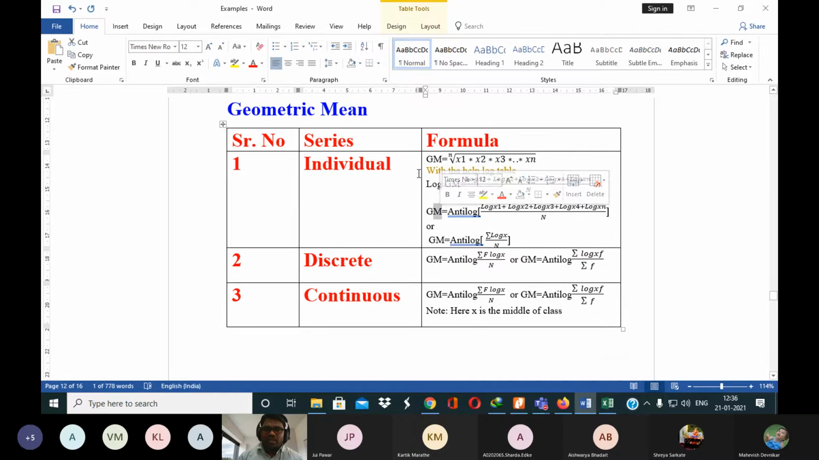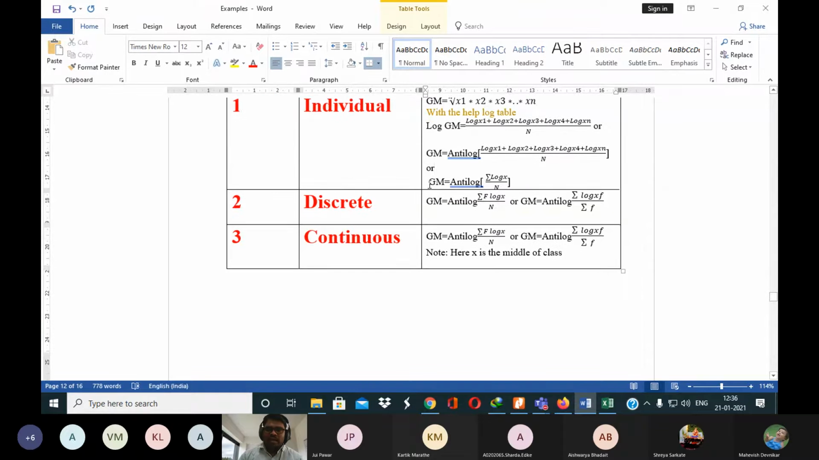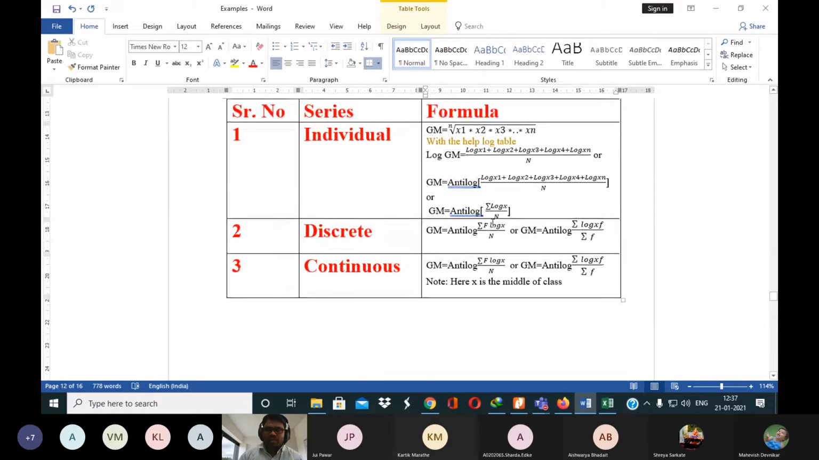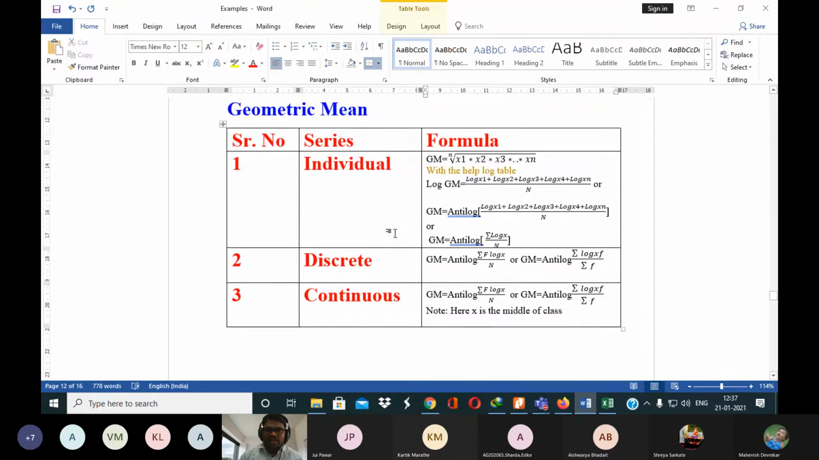So geometric mean equals, this log will be transferred to the right side, therefore the anti-log of log of x1 plus log of x2 plus log of x3 up to log of xn divided by n. N is nothing but the total number of items present in your data set. The same formula can be written like this: geometric mean equals anti-log of summation of log of x divided by n. This formula we have seen in the last lecture.